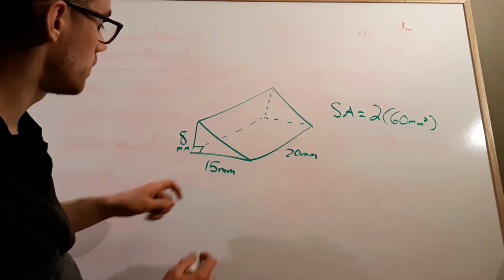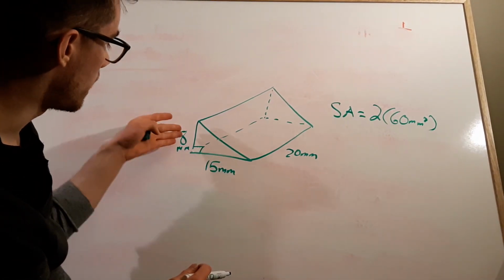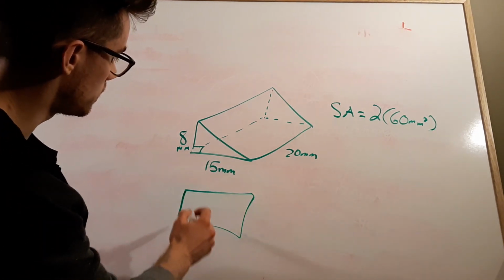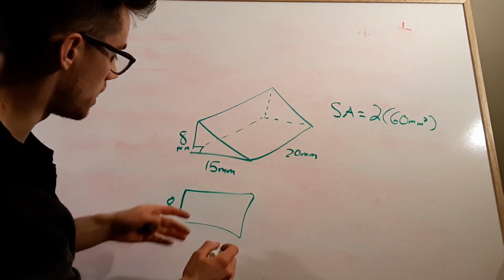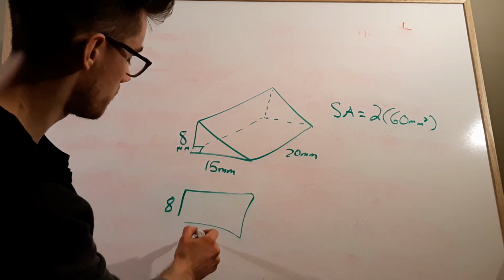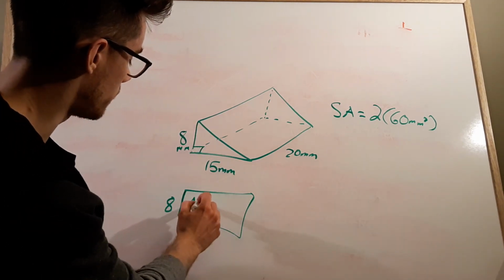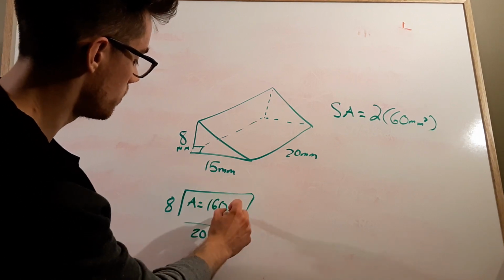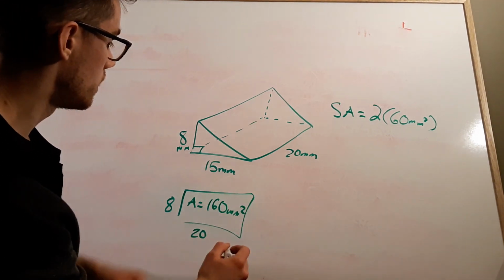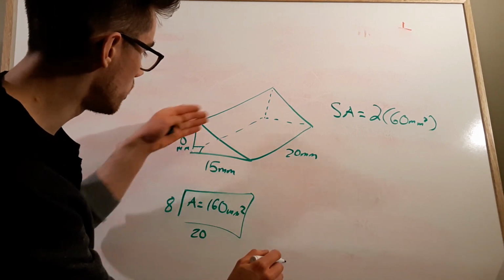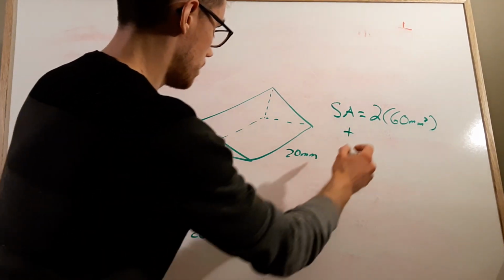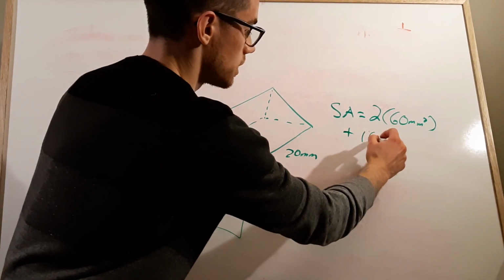What else can I do? I have the very back piece, the back rectangle, which is 8 by 20. So the area of that is going to be 8 times 20. I think that's 160 millimeters squared. So I have that back. Now, because all of these rectangles are unique, I can only add them once. So I have plus 160 millimeters.